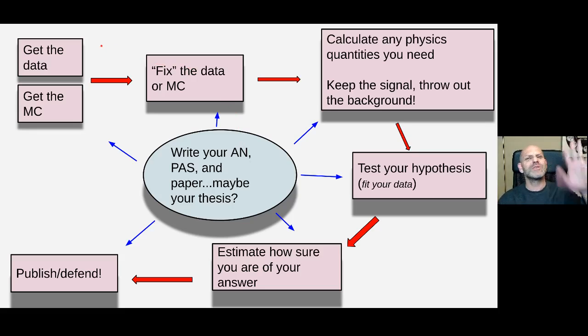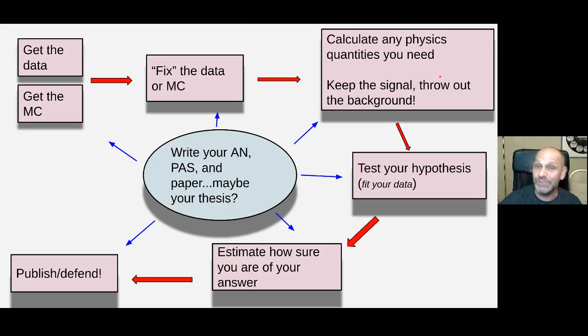Okay, here's what you do in an analysis, and you probably knew this before you got here. That's okay. You've got to get the data. You're going to have to get some Monte Carlo. It turns out sometimes you've got to fix the data or Monte Carlo. You'll talk about that; these are the corrections you have to do. And then you calculate physics quantities that you might need. Maybe it's an invariant mass distribution. Maybe it's the output from some machine learning approach.